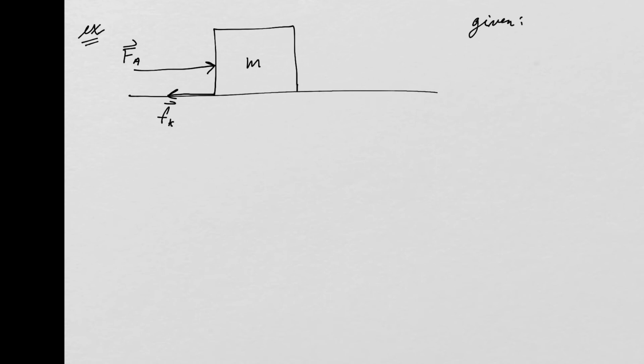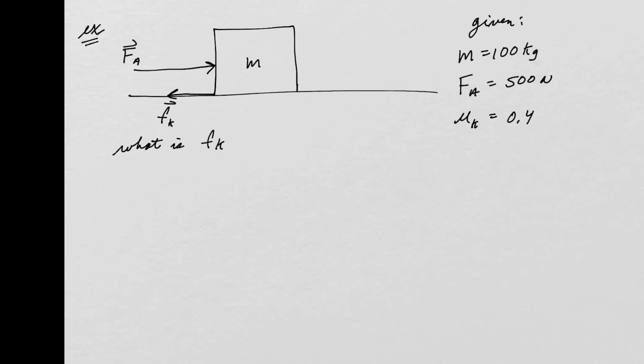And let's say you're given this information: the mass is 100 kilograms. You're given the magnitude of the applied force is, say, 500 newtons. And you're given that the coefficient of kinetic friction is 0.4. Remember, coefficients are unitless, there's no unit, so it's just 0.4, just a number. And let's say we want to find what is Fk, and then what is the acceleration of that particular object.